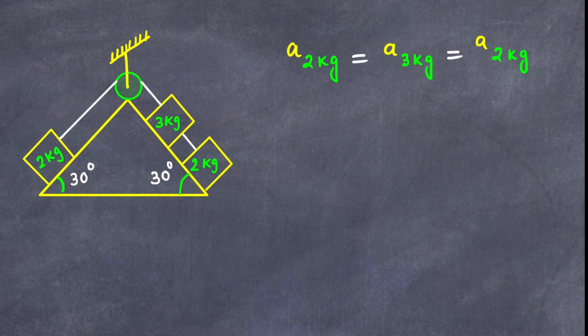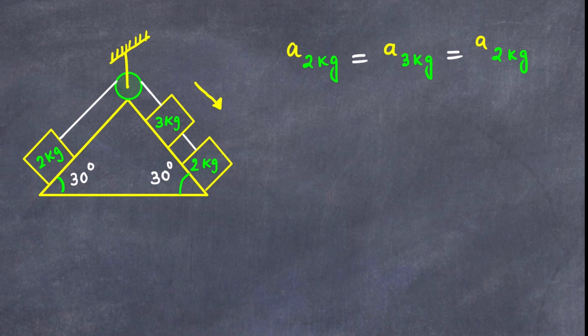Over here on this side there is a 3 kg block and a 2 kg block, but over here on this side there is only a 2 kg block, right? So obviously this side is much heavier. So the 3 kg block will move downward, that is, in the direction away from the pulley. Similarly, the 2 kg block on this side will also move downward, away from the pulley, and the 2 kg block on the other side will move towards the pulley, that is, upward.